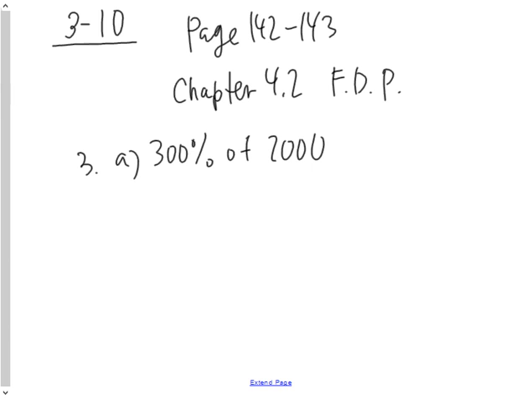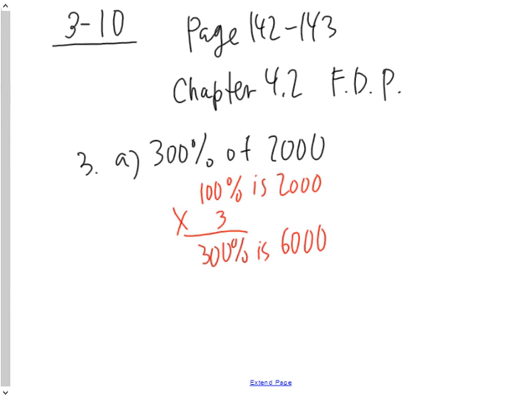Now, it says calculate mentally. So what you have to do here is you would have to say, well, I know that 100% is 2,000. And therefore, if I triple it or multiply it by 3, I will get 300%. And therefore, 300% must be 6,000. So the logic that goes into A is if 100% is 2,000, then 300% would be 3 times that amount, or 6,000. Question B says, what is 1.25% of 60?